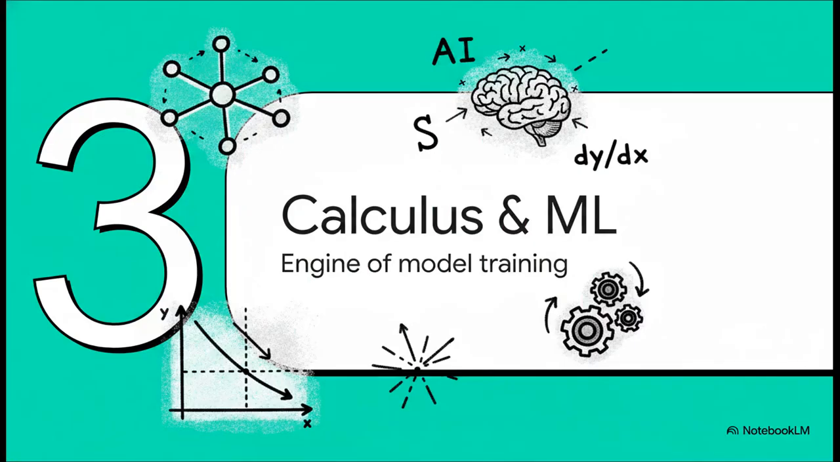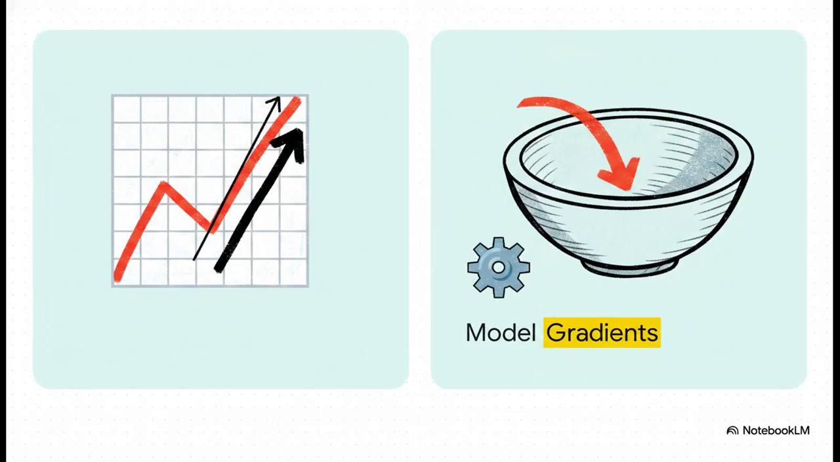Up next, part 3. Calculus and machine learning, the engine of model training. Now here is the absolute crucial point. Calculus isn't just about finding the slope of a curve on a graph. Those derivatives you learn to calculate in school are exactly what function as the gradients used to physically train a machine learning model. Think about it. Without calculus, an AI would make a mistake and have absolutely no mathematical way to understand how to fix it. Calculus provides the direction and the magnitude for the network to actually improve itself.